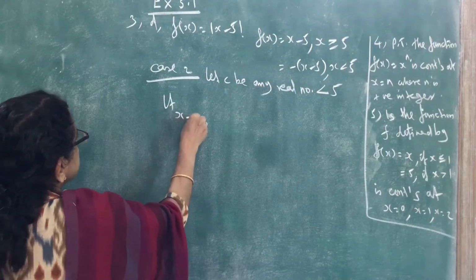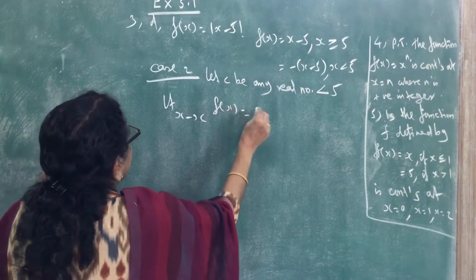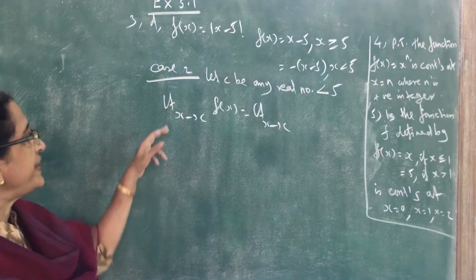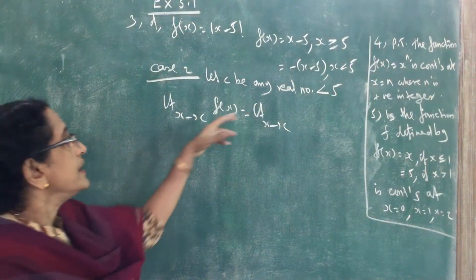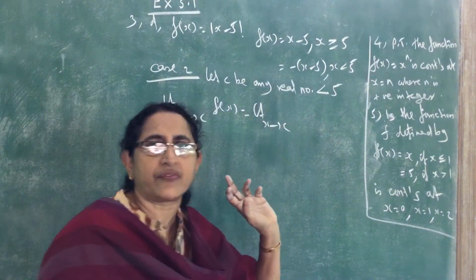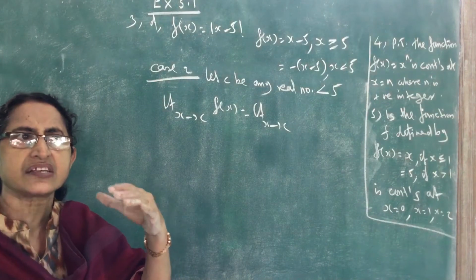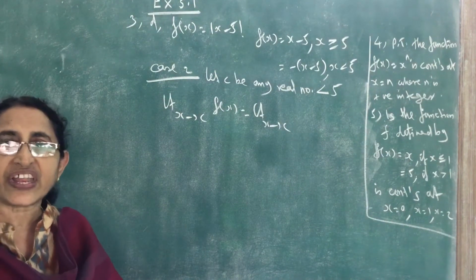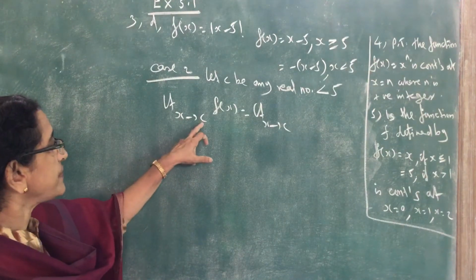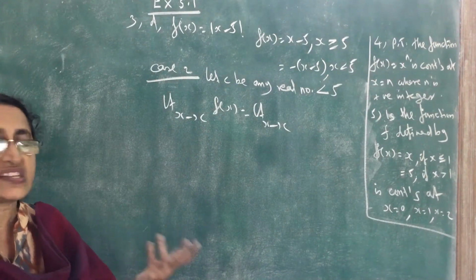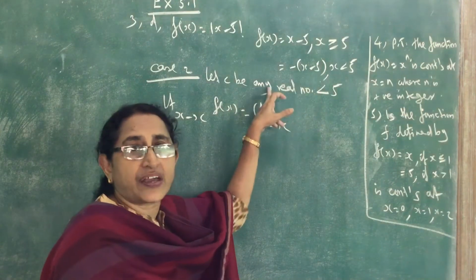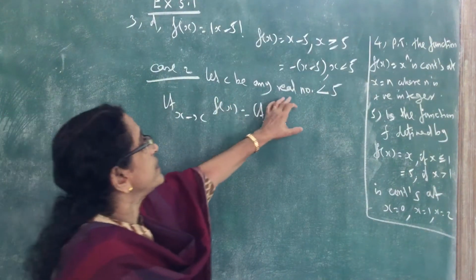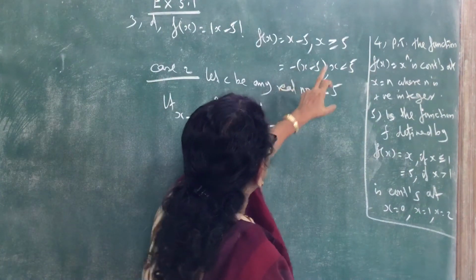Limit x tends to c, f of x. What is f of x when x tends to c? What is c here? c is a real number less than 5. So x tends to c means x is very close to c. And what is c? c is a number less than 5. So in that case, what is the value of the function? x less than 5. What is the value of the function? Minus of x minus 5.